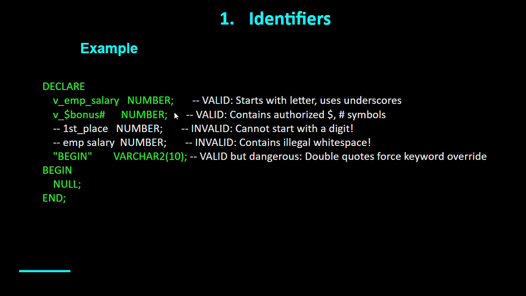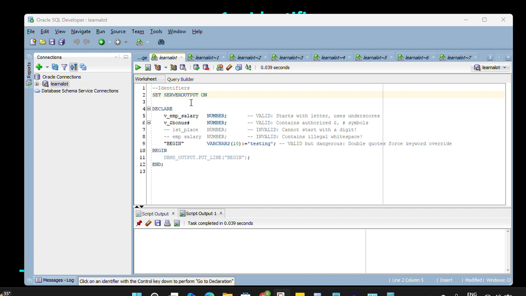Here is an example. We have written a code here. As we have learned, set serveroutput on is a must to print our message on the console. v_employee_salary is a valid variable name because it starts with a letter. It fulfills the rules that should be followed for a variable name. Another is also valid because it contains authorized symbols. But the third one is not valid because a variable name cannot start with a digit.